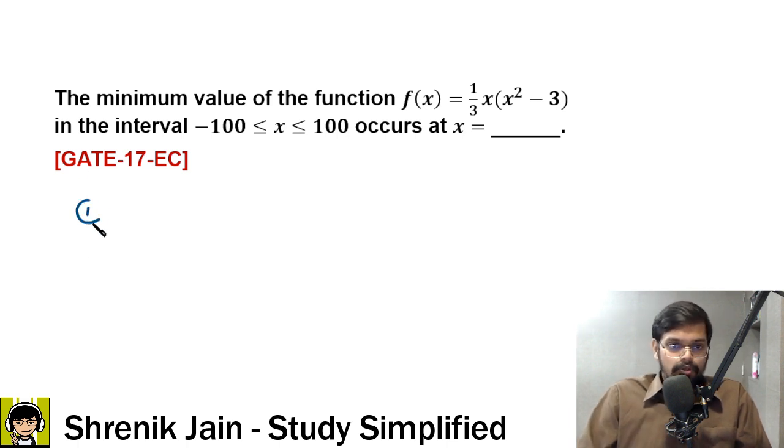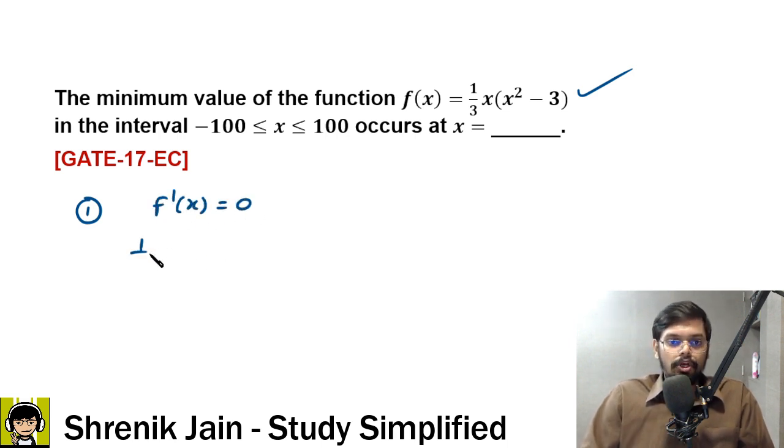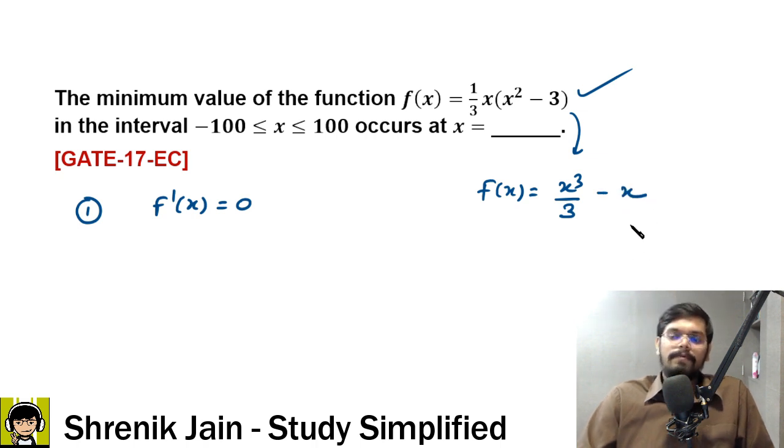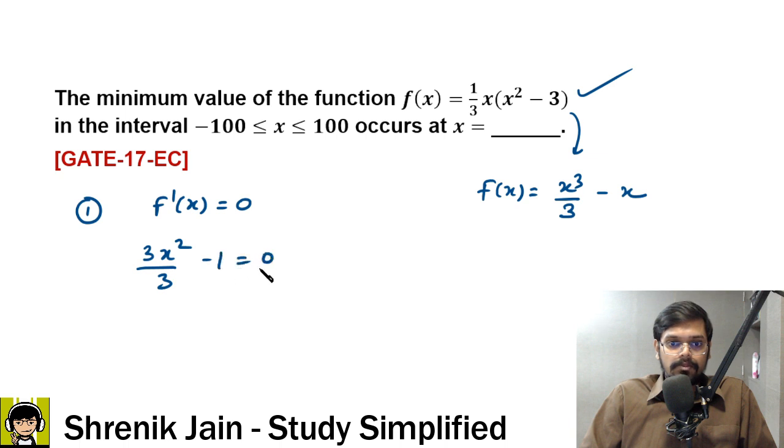Good news. Why is everyone wrong? Point number 1, you are going with the standard approach, one variable maxima minima, so differentiating the function with respect to x and equating it to 0. Let me write the function properly first: it would be x³/3 minus 3x/3, which is just minus x. If I differentiate that, I get 3x²/3 minus 1, equal to 0. So x² − 1 = 0.